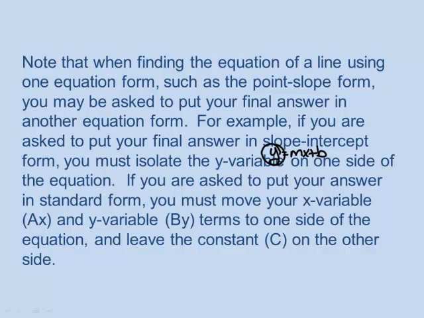If you're asked to put your answer in standard form, you must move your x variable, or your ax term, and your y variable, or your by term, to one side of the equation and leave the constant c on the other side, so that you have ax plus by equals c. Now again, the other thing to remember if you're asked to put your final answer in this form is that a, b, and c do need to be integers. So if you have fractions, you will have to clear fractions, and we will do several examples of that.